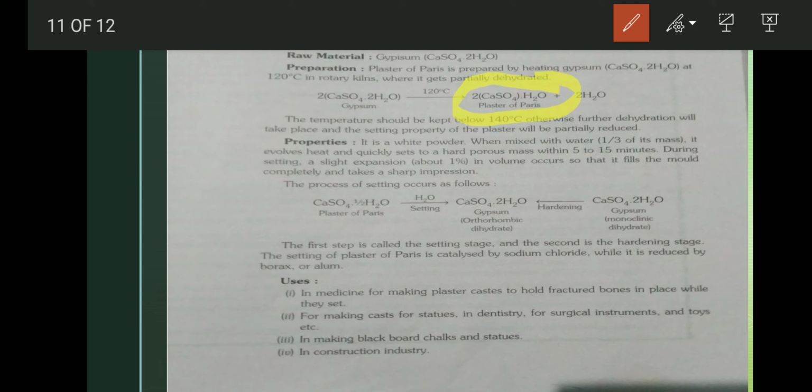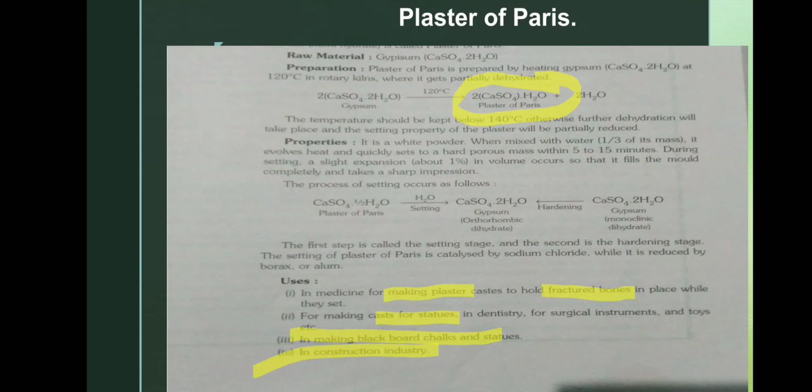And what are the uses? As you know, POP is generally used for making plaster to hold fractured bones, right? And second, for making statues for decorative purposes, for making blackboard chalks, and in the construction industry. Fine class. So this is all about the important salts.